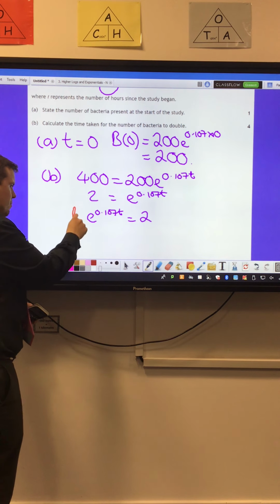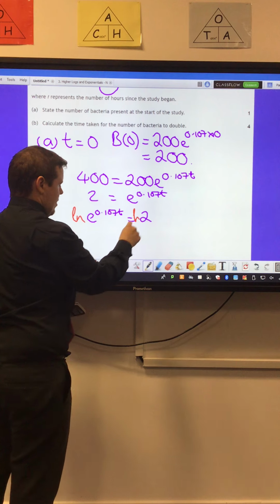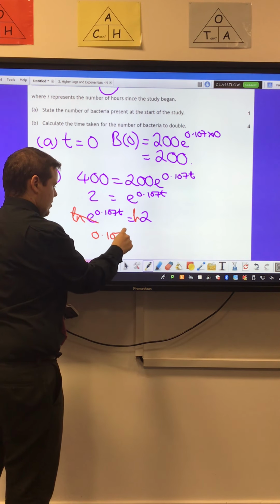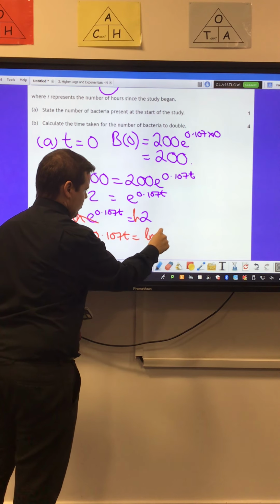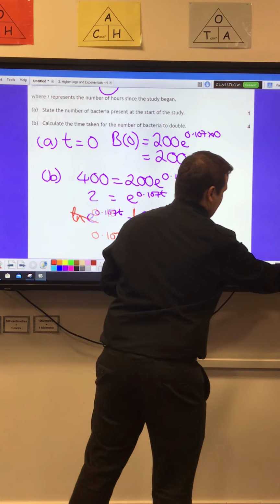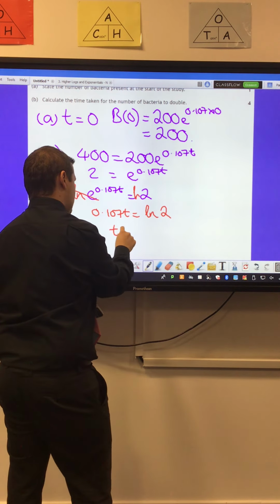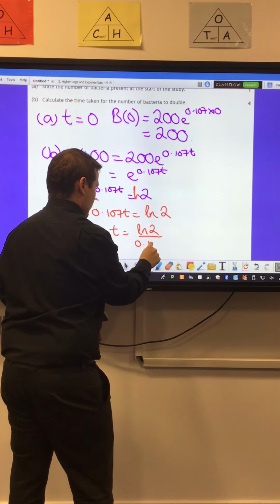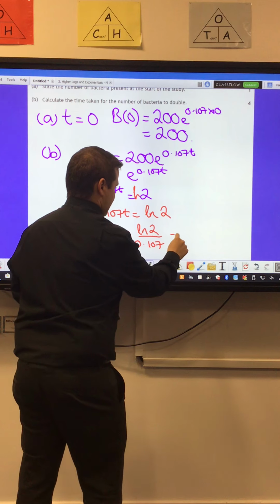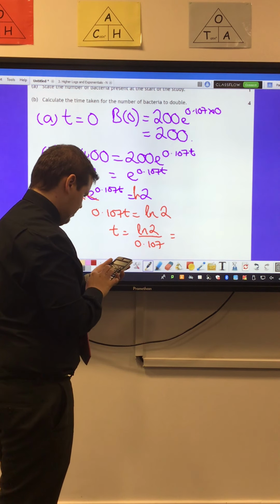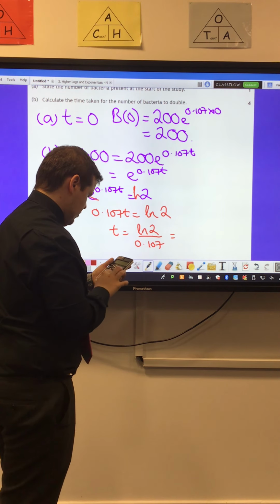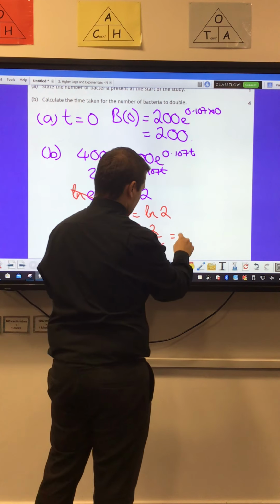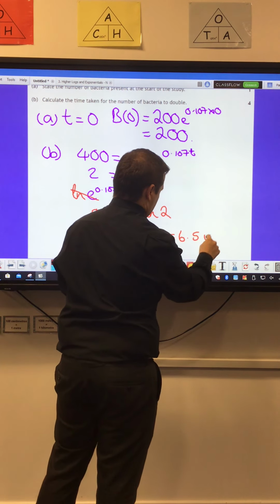Take ln of both sides. That's going to give me 0.107t equals ln2. And then t is ln2 over 0.107, and that comes out, I'm sure, 6.5. I'll just double check. Yes, 6.47, so 6.5 years.